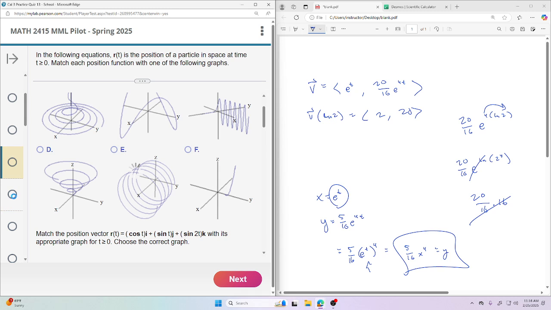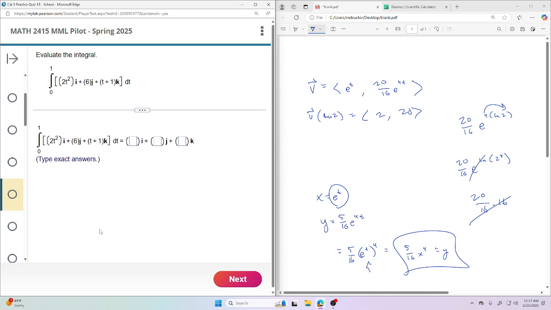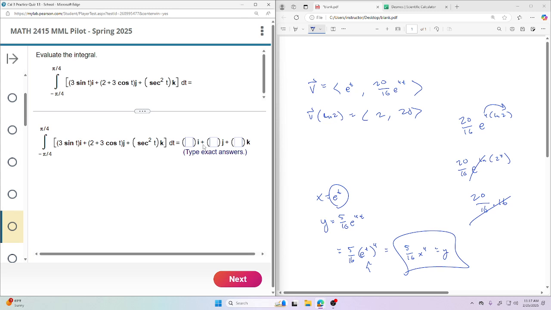Oh yeah, but this is a pilot. This stuff is on there, 100% sure. Can you take an integral? Sweet. Can you take an integral with sine? What about secant squared? Good. Write that formula down, because I can't remember it.